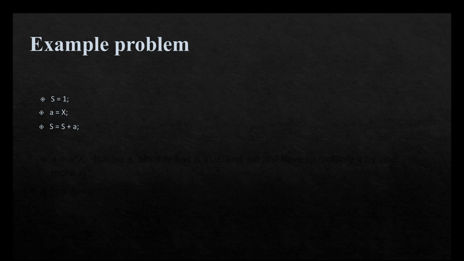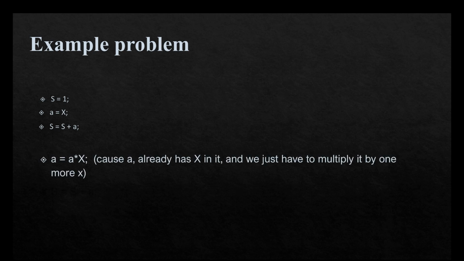Now, for the third sentence, we have to multiply x twice or just raise it to the power 2. And then add it to whatever is saved in the s and keep it saved in the s as well. To do that, we use the following coding, because a already has x in it and we just have to multiply it by 1 more x. So this was for the third sentence. For the fourth sentence, the same thing is done.